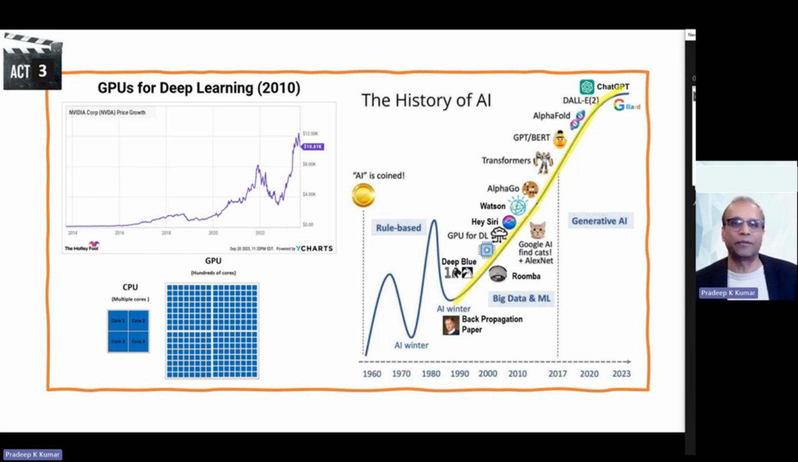In 2010, we saw the first adoption of GPUs in deep learning. So what is deep learning? The human brain has 86 billion neurons. Neurons are information messengers. They use electrical and chemical signals to send information between the different parts of the brain and between the brain and the spinal cord and the entire body.